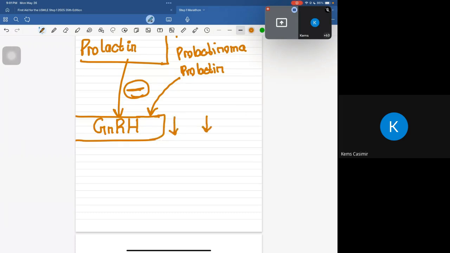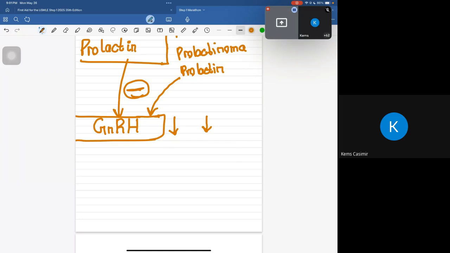That is why it is said that breastfeeding is a natural contraceptive. Whenever you are breastfeeding, the GnRH is decreased, and when the GnRH is decreased, you are not going to get any FSH and LH, you are not going to get any estrogen, you are not going to have any follicle growth, and you are not going to have any ovulation.